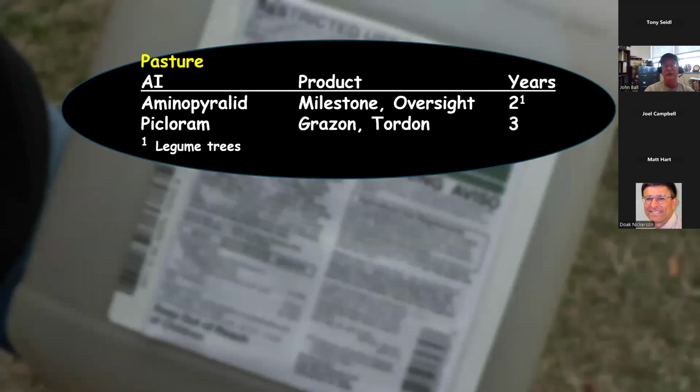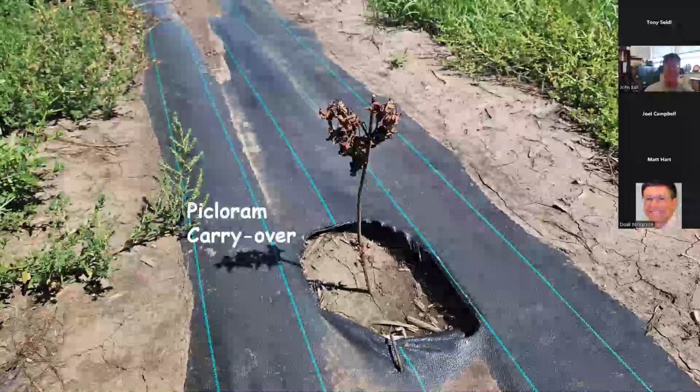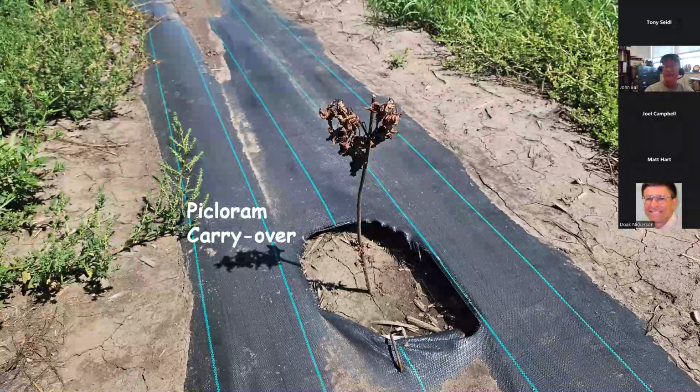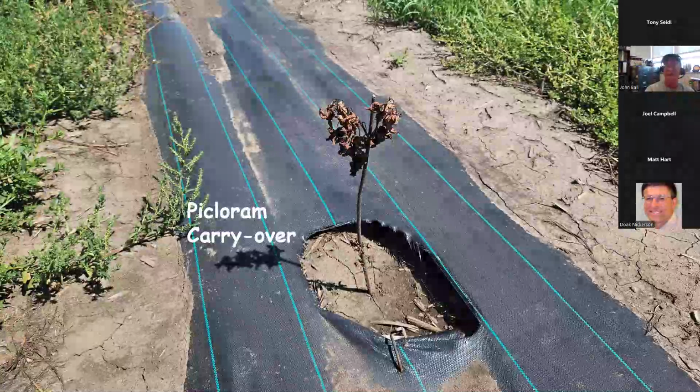And then we also look at some Milestone, Grazon, Tordon. I want you to notice on these, it can last 3 years for Tordon and Grazon. And this is for new plantings, but we've got to be kind of careful about some of these. There's picloram carryover. It was a pasture. They planted it into woody plants the following year.